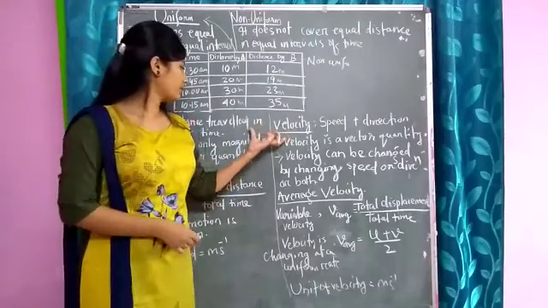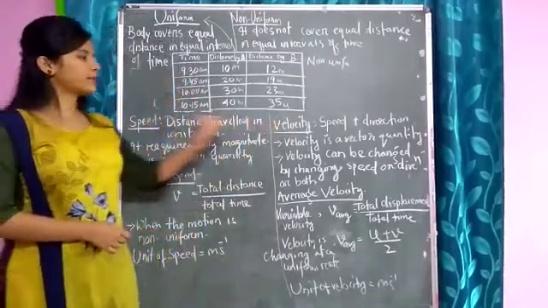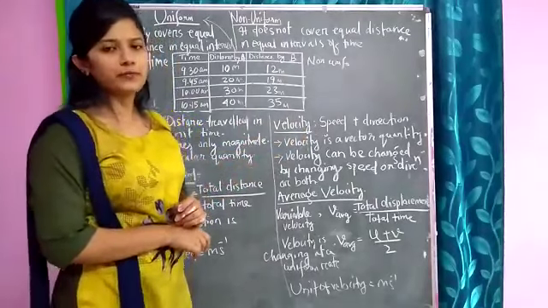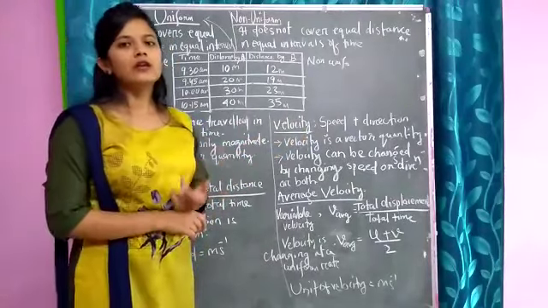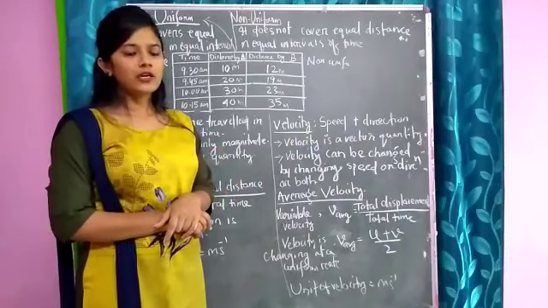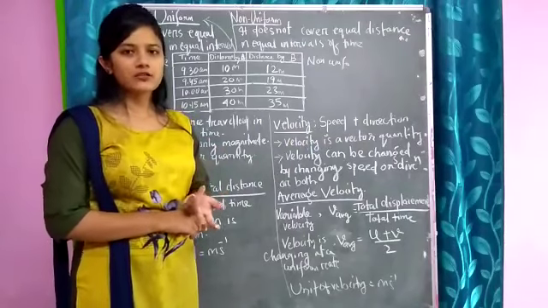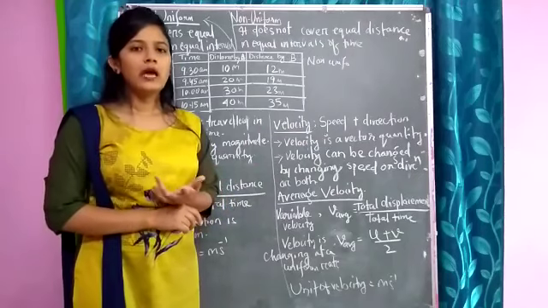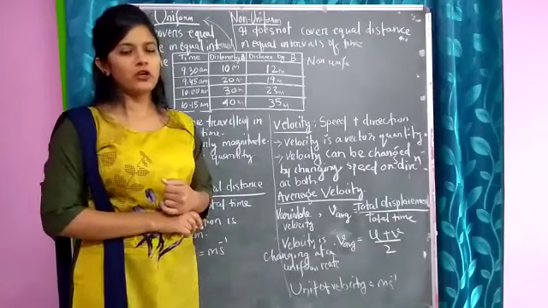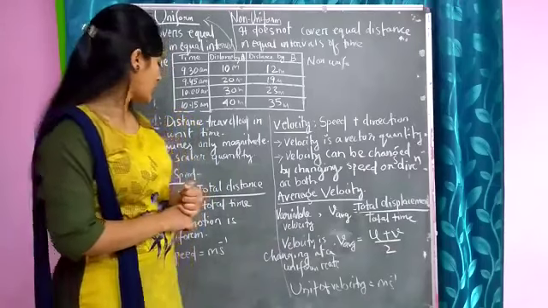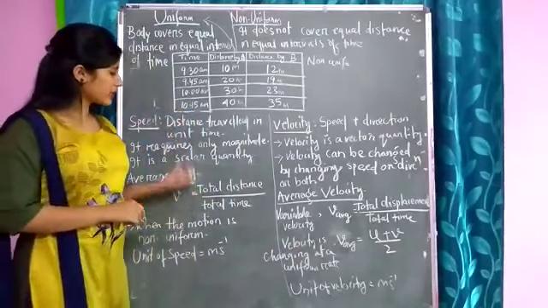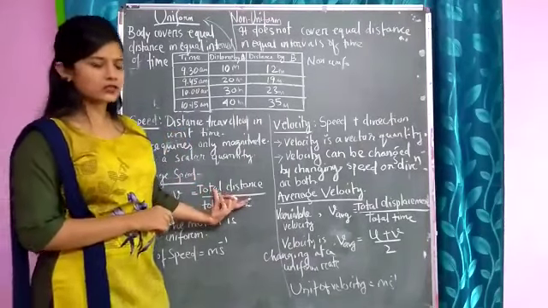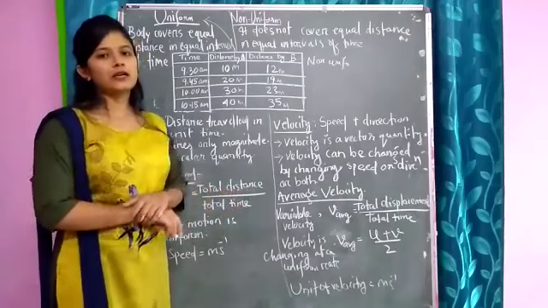Now our topic is specifically speed and velocity. So what do you mean by speed? Speed tells us the rate of motion. Rate of motion means is it faster or is it slower? In order to know the speed of a body, we use a formula: speed can be termed as the ratio of total distance to total time.